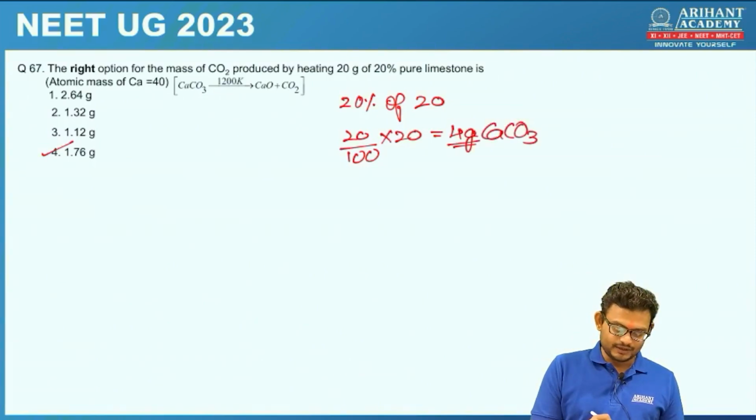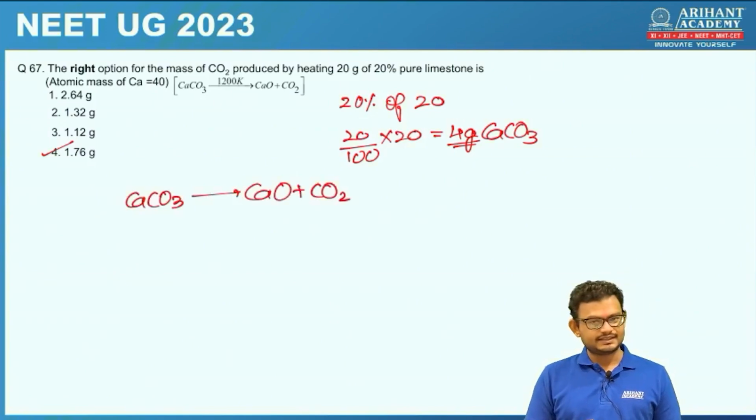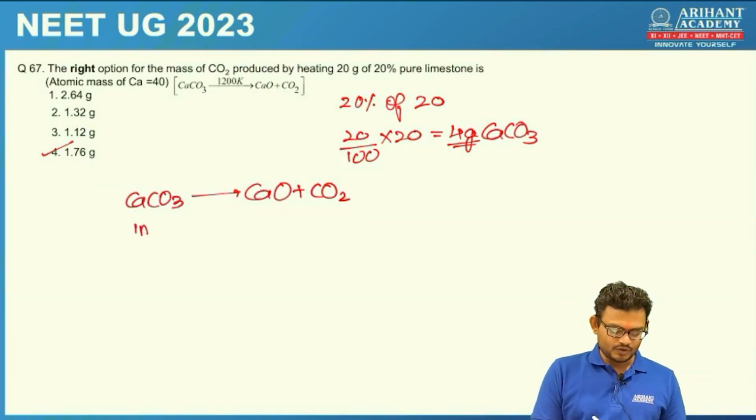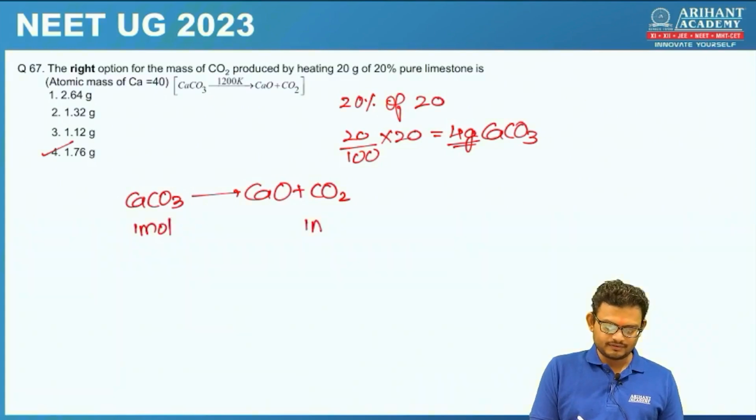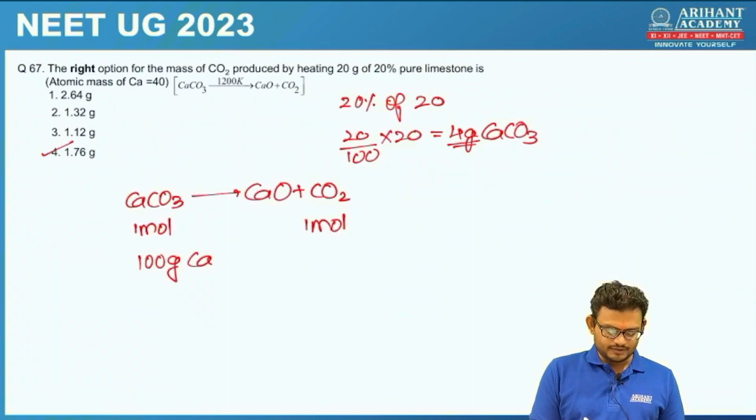Now this is undergoing thermal decomposition, CaCO3, giving you calcium oxide and CO2. The reaction is already balanced, and you can see 1 mole of calcium carbonate gives 1 mole of carbon dioxide. That is 100 grams of calcium carbonate. I am talking in terms of the molar masses. 100 grams of calcium carbonate gives you 44 grams of carbon dioxide.